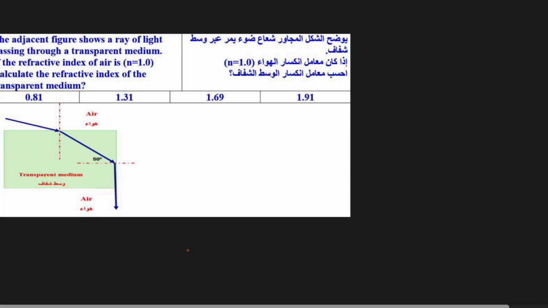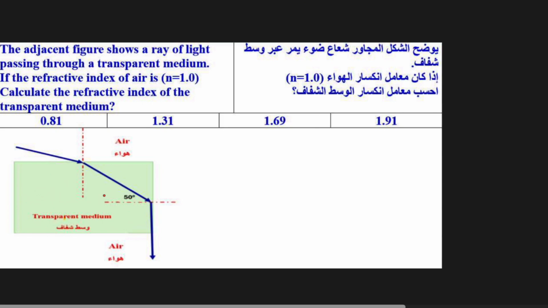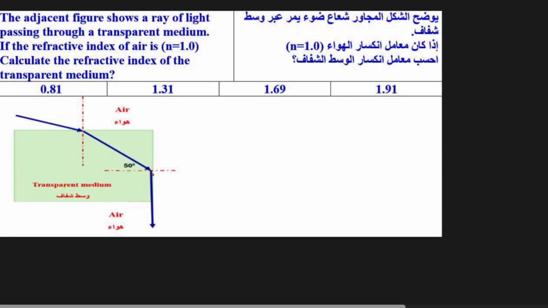So I was scrolling around the end of term coverage or the revision for grade 10 advanced, and I found this question. It seems to be quite interesting, so let's see how we can solve it. It says the adjacent figure shows a ray of light passing through a transparent medium. If the refractive index of air is 1, we have to calculate the refractive index of the transparent medium. What is interesting here is, as you can see, this beam is traveling vertically down the line here, the boundary, right? It goes almost exactly down.